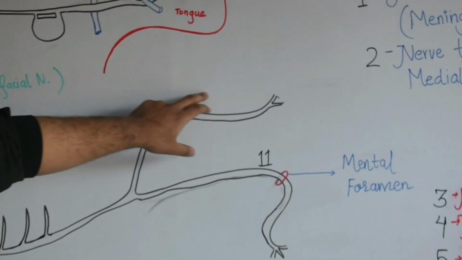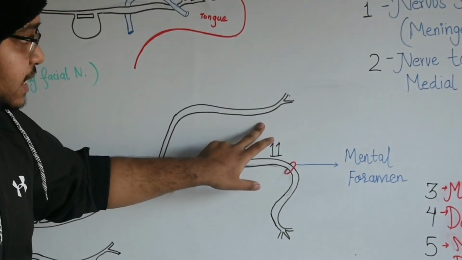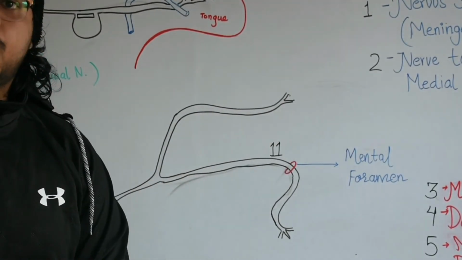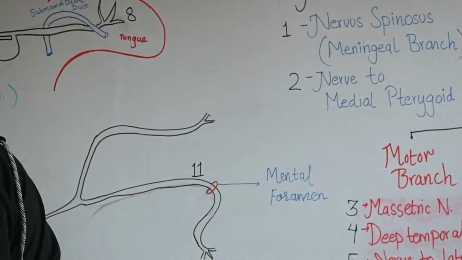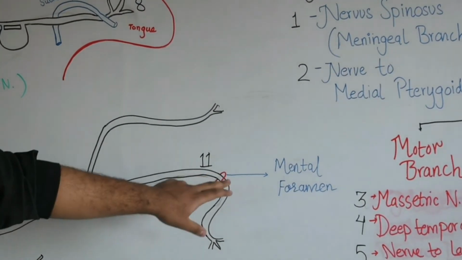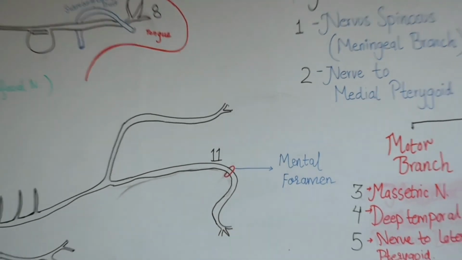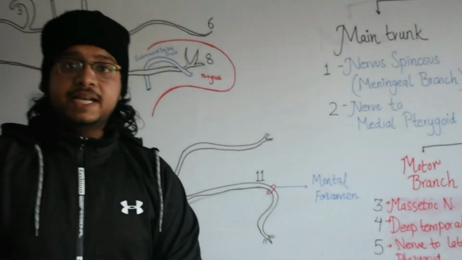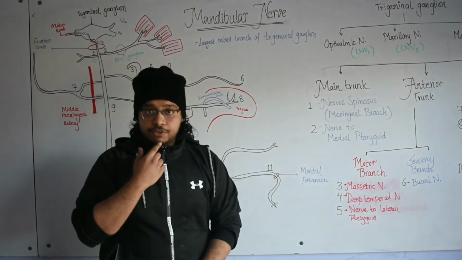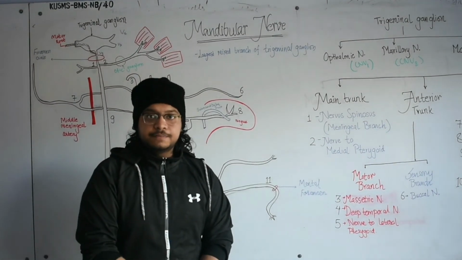Now, here comes the incisive branch. This is the incisive branch. Incisive branch is the one which supplies the incisors and the canines. Now, the nerve passing through the mental foramen gives rise to the mental nerve. This mental nerve supplies the skin of the chin and the lower lip as well.